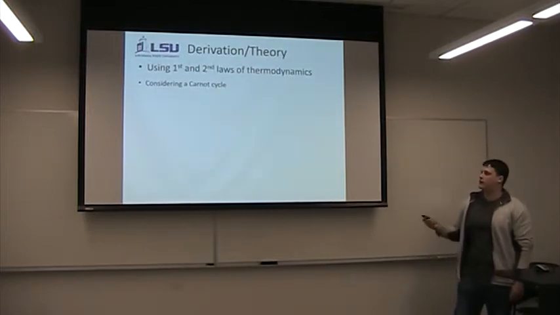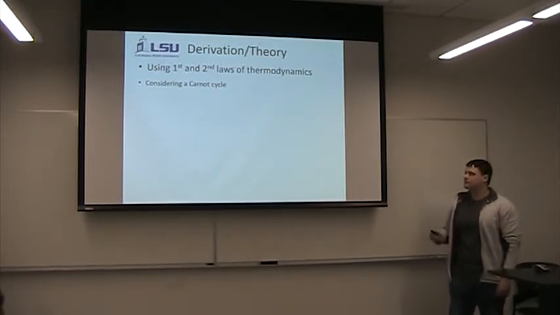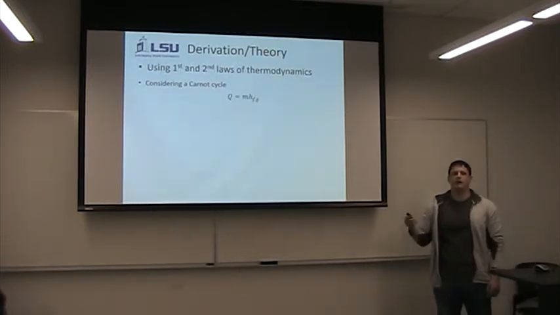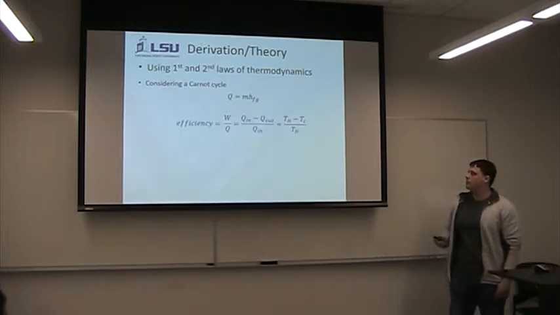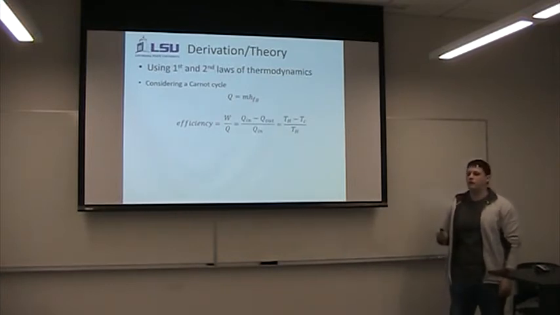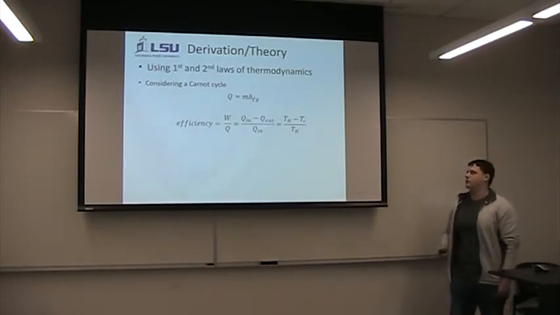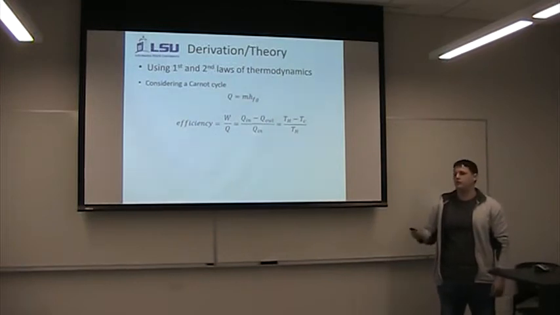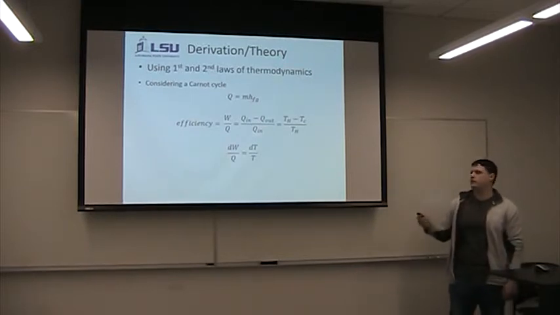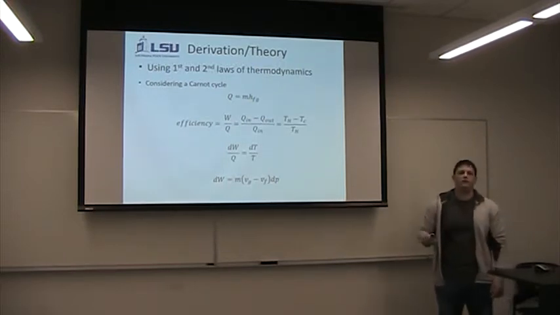So first, for derivation of theory, we have to know the first and second law of thermodynamics and bring back the Carnot cycle, so we'll consider that. We know from the Carnot cycle that heat was equal to mass times the entropy. From there, we'll take the efficiency of the Carnot cycle, which is work over heat, which we can then write as heat in minus heat out over heat in, which then can simplify to the hot temperature minus the cold temperature over the hot, which we simplify to just dW over Q is equal to dT over T.